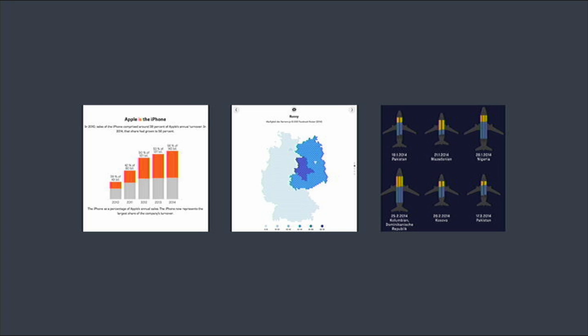I chose these because they give you a very good insight into the different ways of how we can tell visual stories, three very different ways of using infographics, the role of infographics.